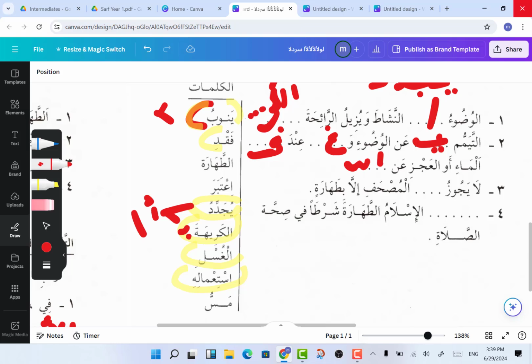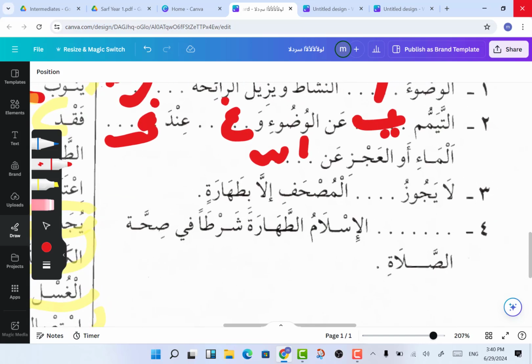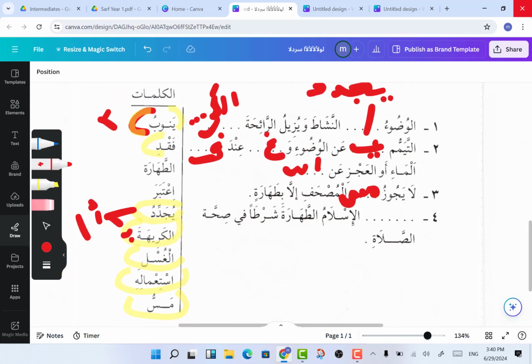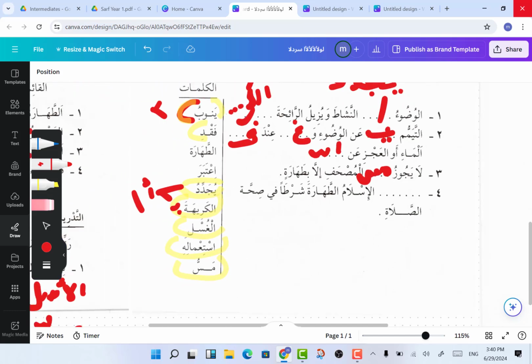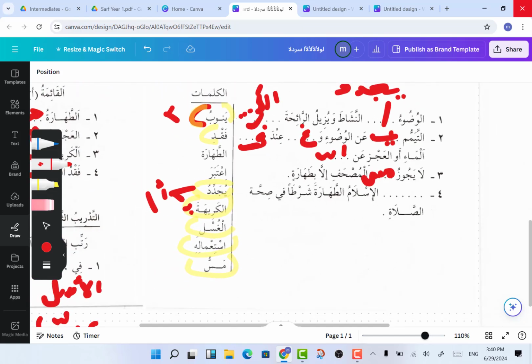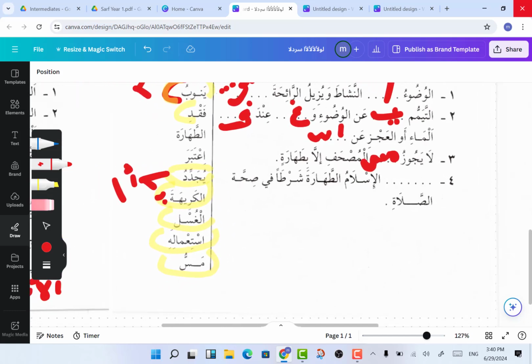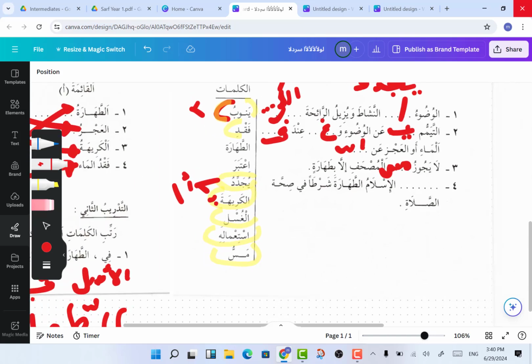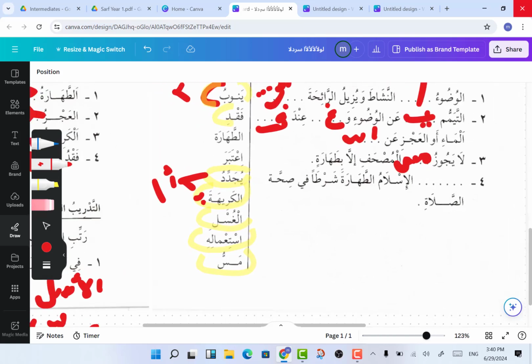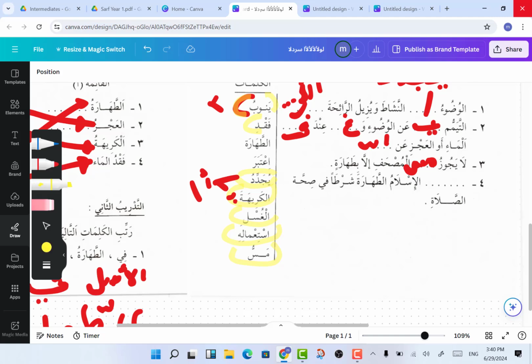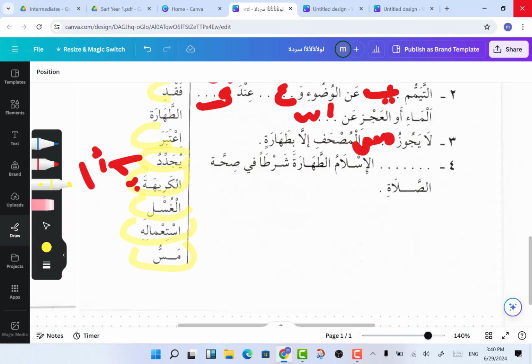That's masu. La yajuzu masul mushafi illa bi tahara. I call that one mim and sin. Masu. Then the last one here. Kada al-Islamu at-taharata shartan fi sihhati salah. You say tabao. That's the answer. Tabao al-Islamu.